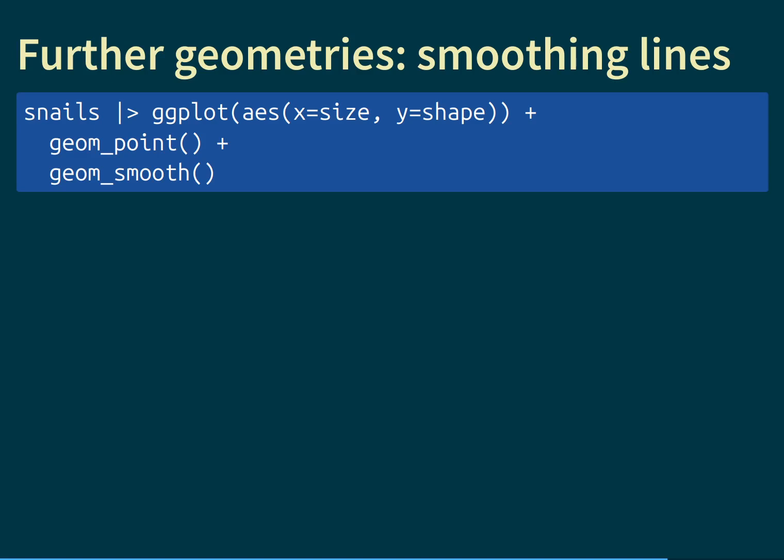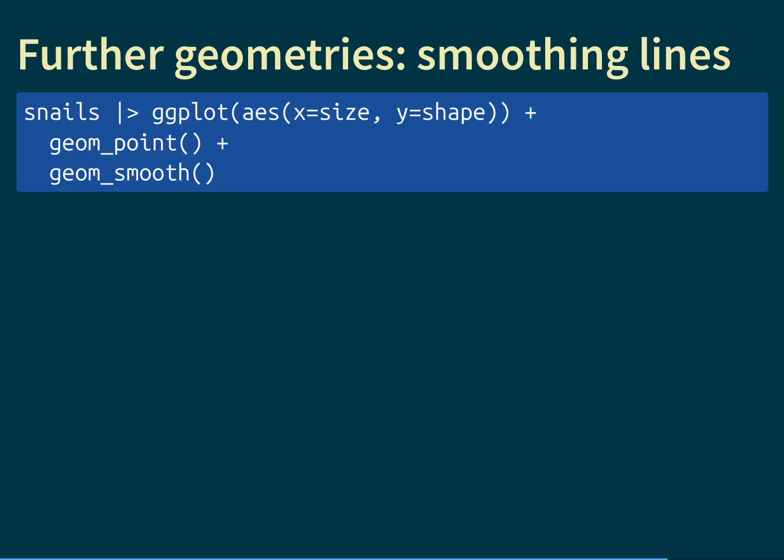But we don't stop there. We add another geometry to this that is called geom_smooth. Your first question probably is, are we allowed to do this? The answer is yes, absolutely. One can add multiple geometries to the same plot, in which case all the data are going to be displayed using all of the geometries that we specify.